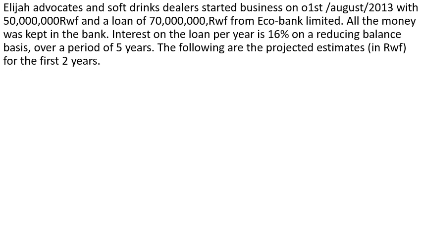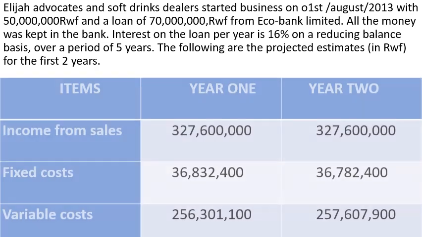Elijah Advocates and Soft Drink Dealers started business on 1st August 2013 with 50 million francs and a loan of 70 million francs from EcoBank Limited. All the money was kept in the bank. Interest on the loan per year is 16% on a reducing balance basis over a period of 5 years. The following are the projected estimates in francs for the first 2 years.